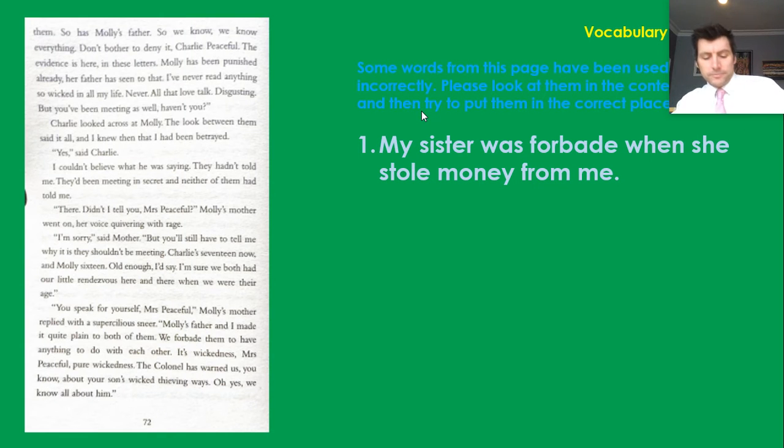It's page 72. So is Molly's father. So we know everything. Don't bother to deny it, Charlie Peaceful. The evidence is here in these letters. Molly has been punished already. Her father has seen to that. I've never read anything so wicked in all my life. Never. All that love talk. Disgusting. But you've meeting as well, haven't you?